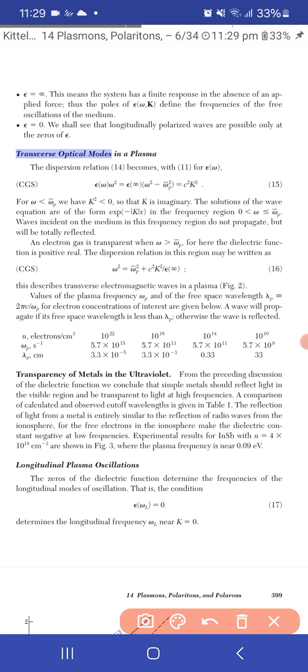Of transparency of metals in the ultraviolet region. From the preceding discussion of the dielectric medium, we conclude that simple metals should reflect light in the visible region and be transparent to light at high frequencies. A comparison of calculated and observed wavelengths is given in Table 1. The reflection of light from a metal is entirely similar to the reflection of radio waves from the ionosphere. So we have a parallel.